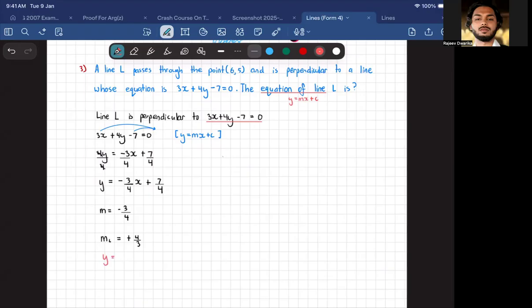Right, so we could now write y is equal to 4 over 3 x, but do we know what the y-intercept is? No. So we better write plus c.